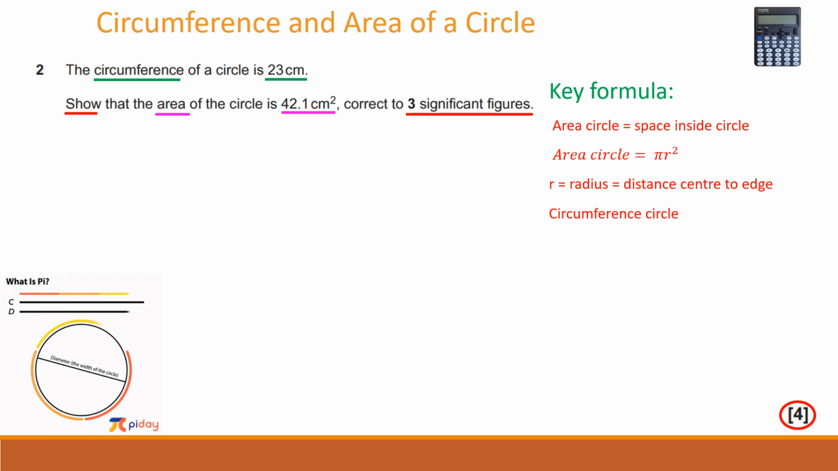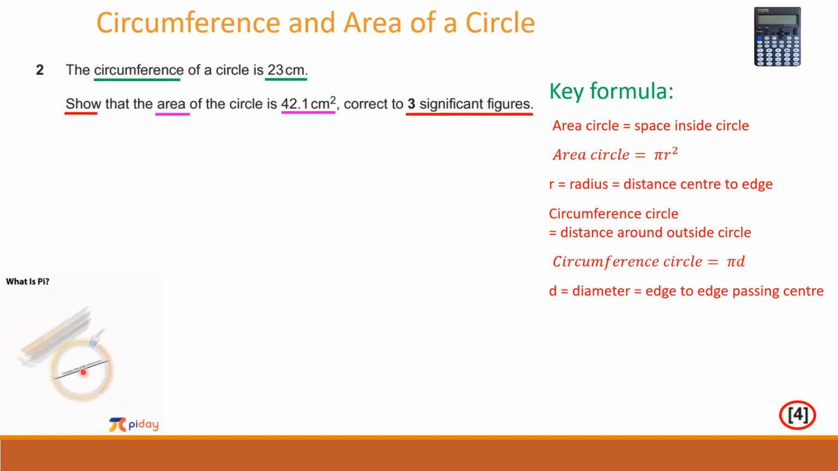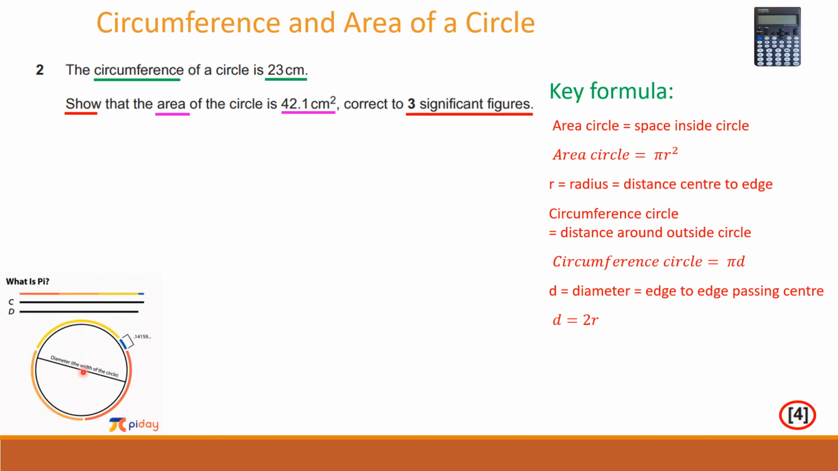Now the circumference of a circle, as you can see here on the diagram, is the distance all the way around the edge. The circumference of a circle is pi times the diameter, where the diameter is from one edge of the circle to the other, passing through the centre. So the diameter is all the way across the circle, as this black line in the middle is the diameter, and then halfway from the centre to the edge is the radius. Now the diameter is 2 lots of the radius. So if I take my radius and multiply it by 2, I get the diameter, so it's the total distance.